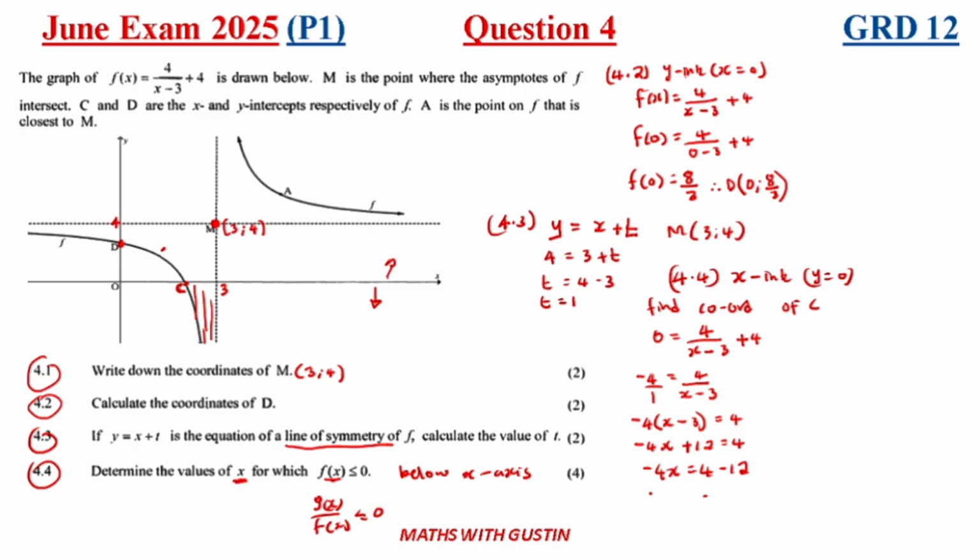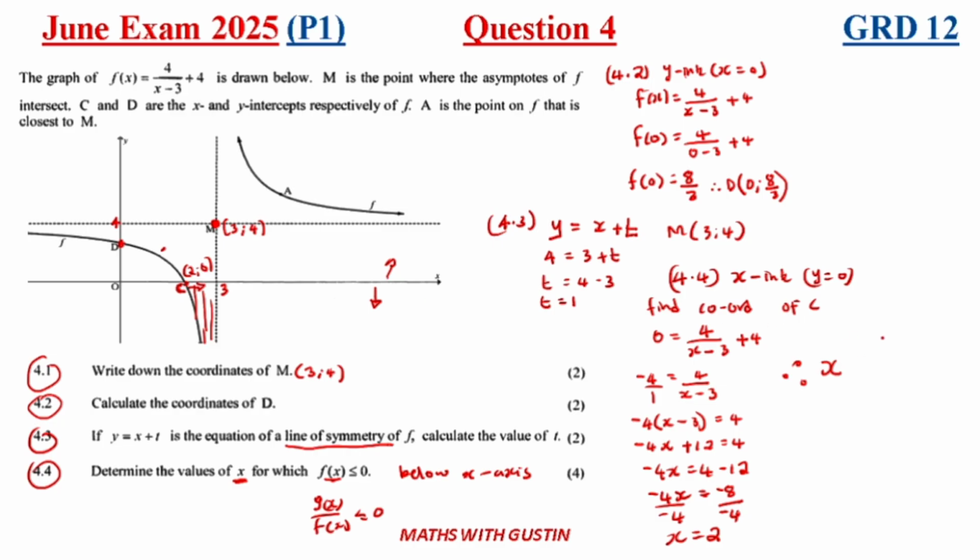Minus 12. So we're going to have negative 4x is equal to negative 8, divided by negative 4 on both sides. So our x value will have to be equal to 2. Therefore, this simply means we are going to have, for all the values of x, this 2 is to 0.